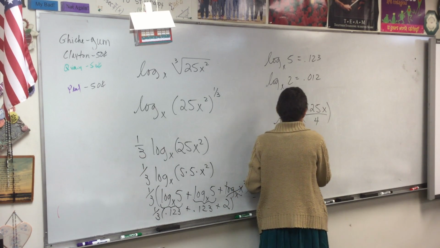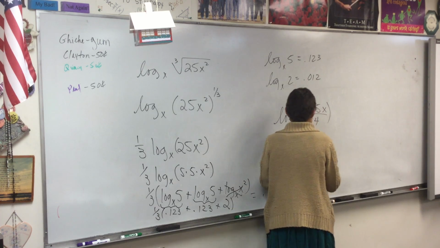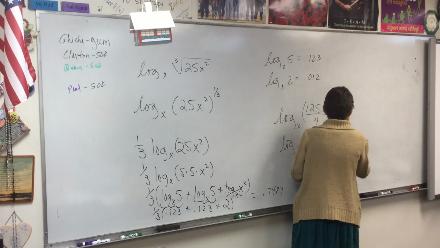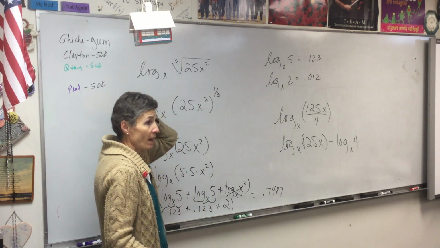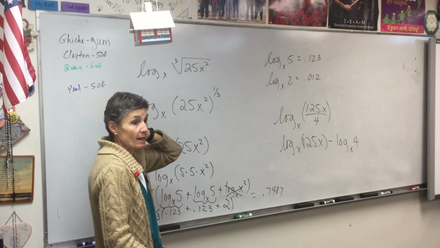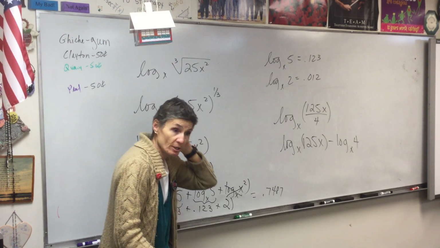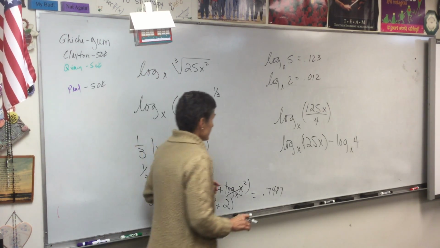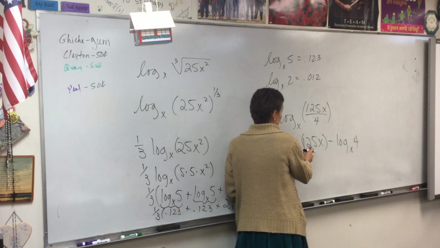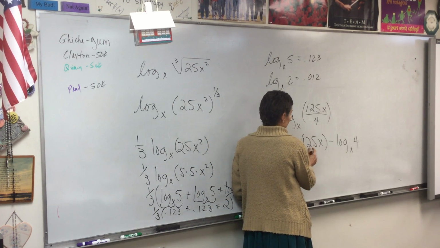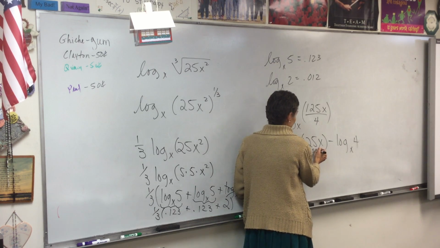Minus log. Okay, so step 1 might be this. Is that a good step 1? Why is it a minus? Because it was a division. Can you break that down? Oh, we can break it down more. Oh, yeah, we can. What's 125? 5 times 5 times 5 times x.